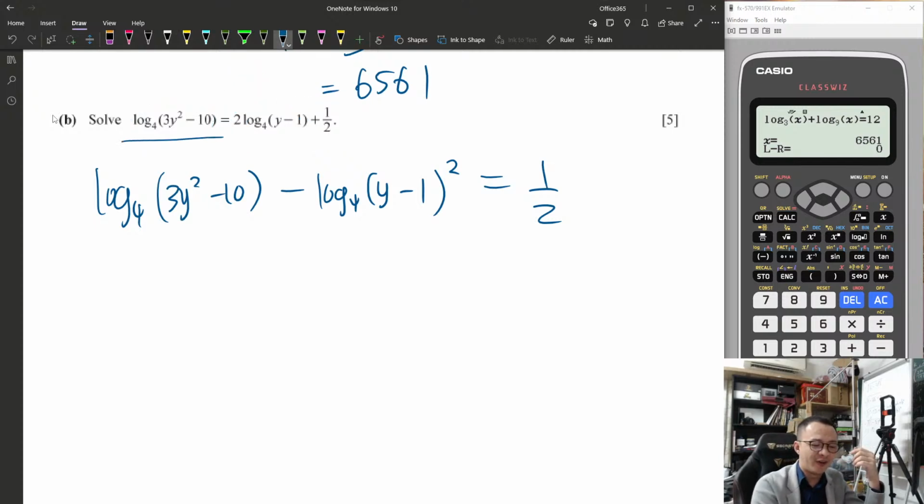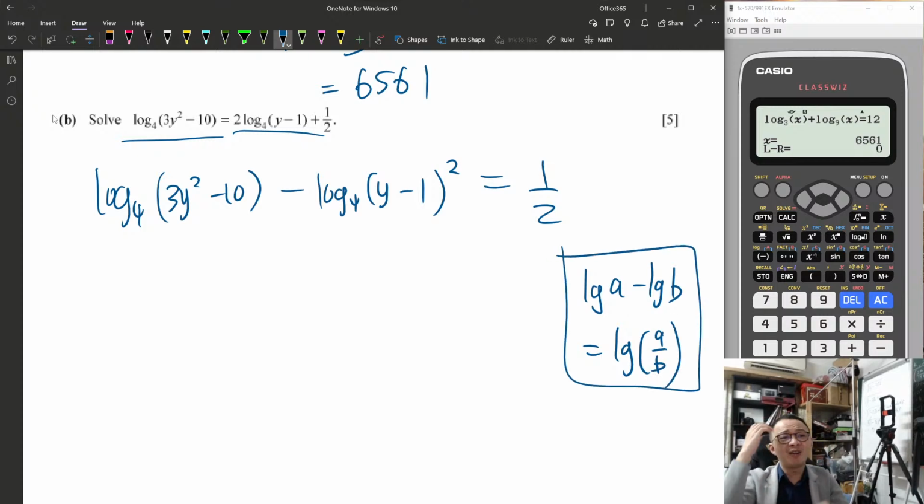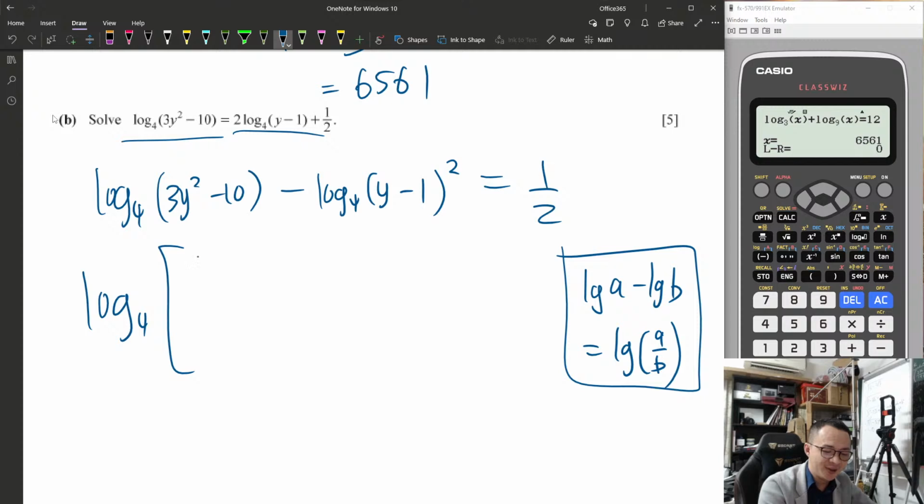Because this is log 4 of something and this is log 4 of something, I want to group whatever has log 4 at one side. Because why? I understand this rule, right? Log A minus log B equals log A over B, isn't it? You can see this. If I factorize out the log, the minus will become divide. Based on this concept, if I factorize out the log 4, this one will become divide.